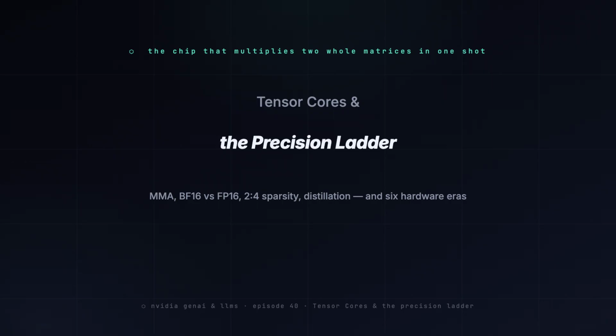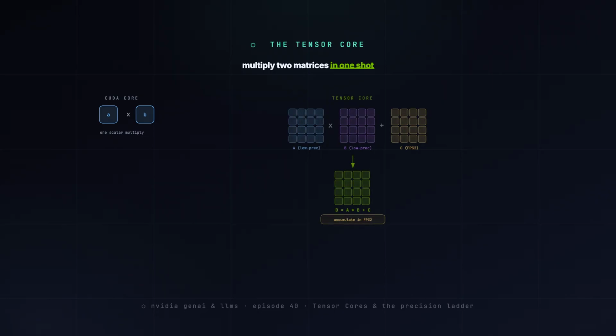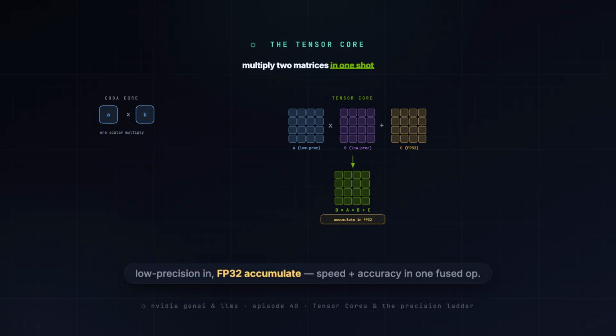this possible. Picture the operation as D equals A times B plus C, 2 matrices in, multiply, add a third, one shot. The clever part, the inputs can be low precision, say 8-bit, but the running total, the accumulation, is kept in full 32-bit. You get the speed of small numbers and the accuracy of big ones. That fused multiply accumulate is the entire trick.